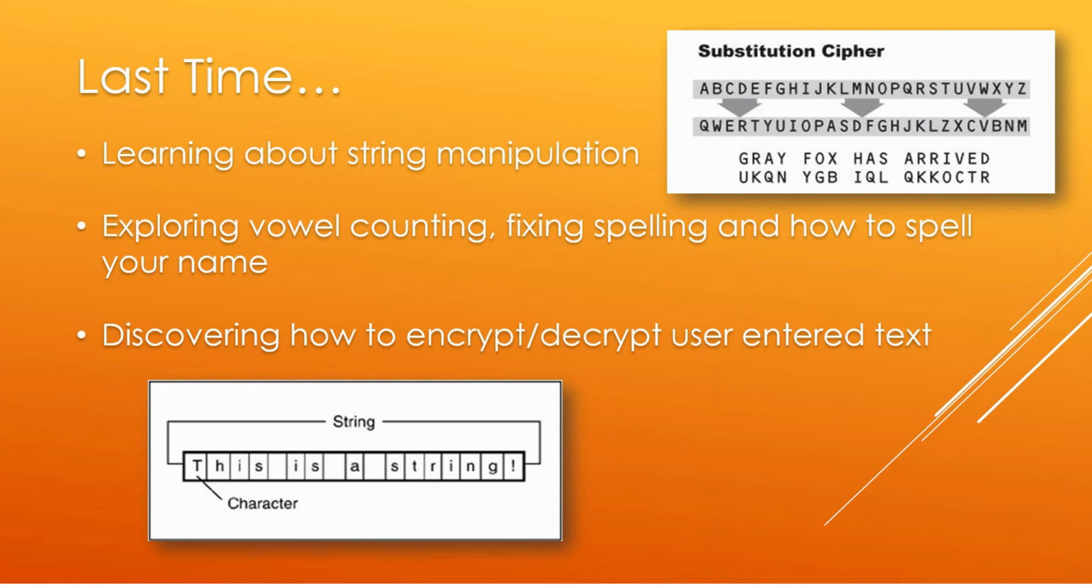Last time we did a few things. We focused mainly on string manipulation. Remember, as you can see at the bottom of the slide here, a string is a list of characters. So this string is actually a collection of individual characters: T-H-I-S, space, I-S, space, A, space, S-T-R-I-N-G, exclamation point. Remember, even the characters you can't see, like the space, are still part of your string.